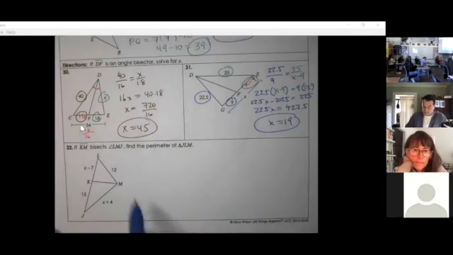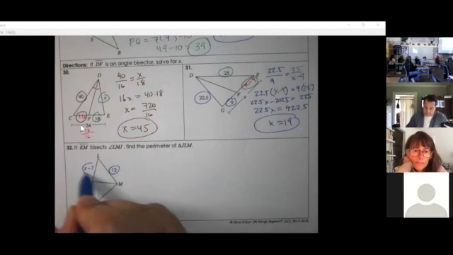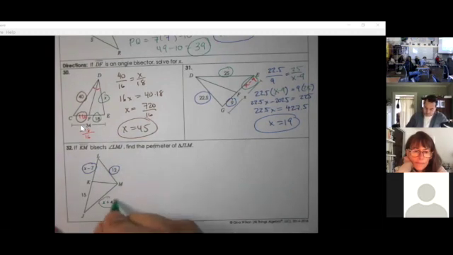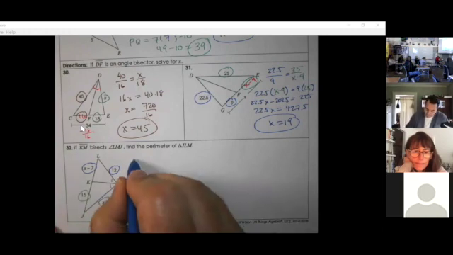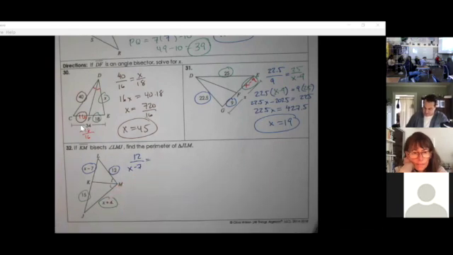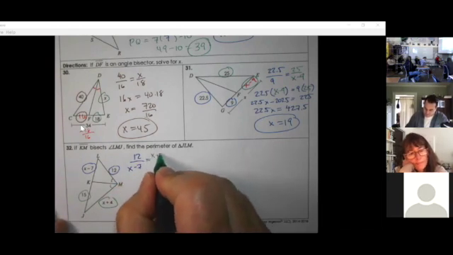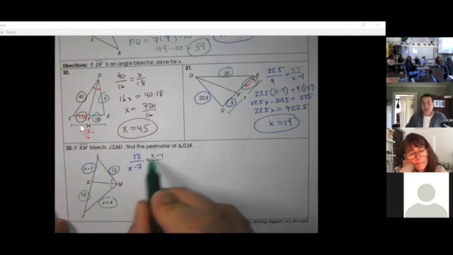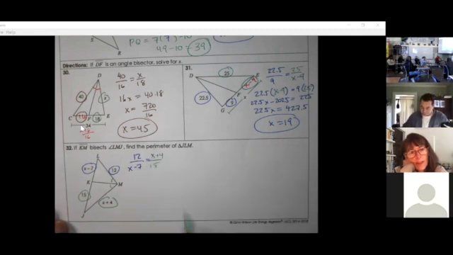Lastly, this is going to be a bigger one. You can tell because it's a bigger space, but it's the same idea. These two are in the same proportion as these two because this angle is bisected. So 12 is to x minus 7 as x plus 4 is to 15. Oh, I mean, yay, it's a quadratic.